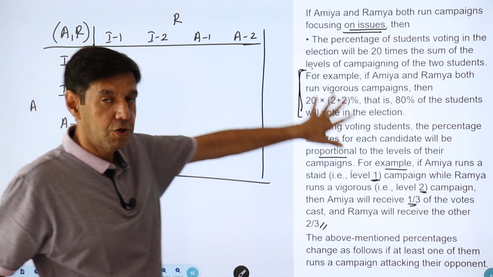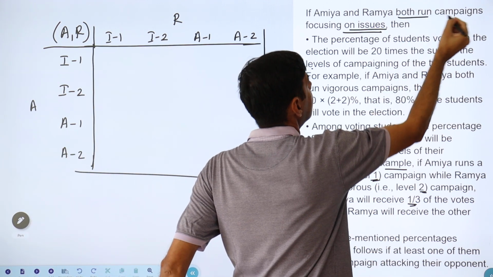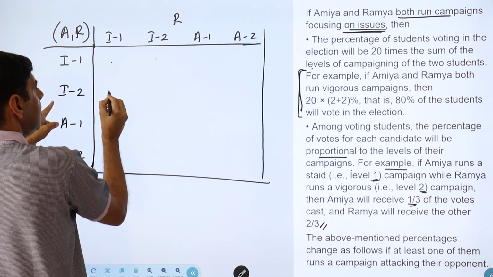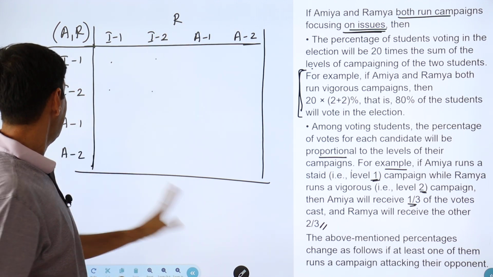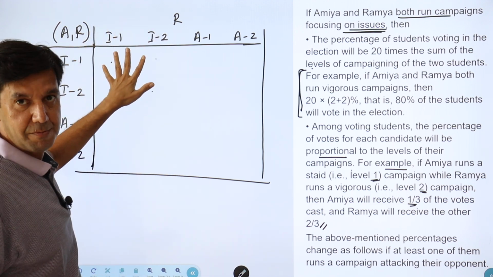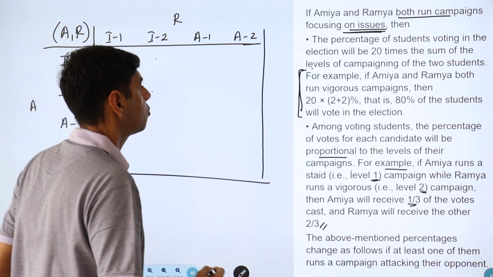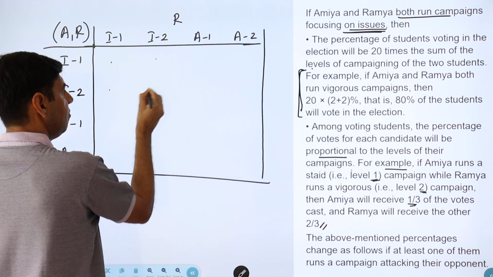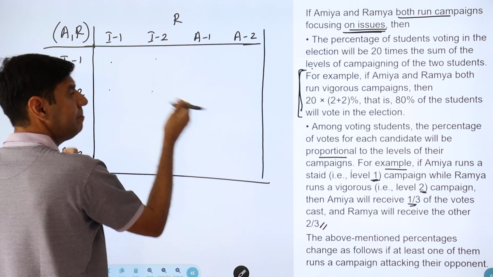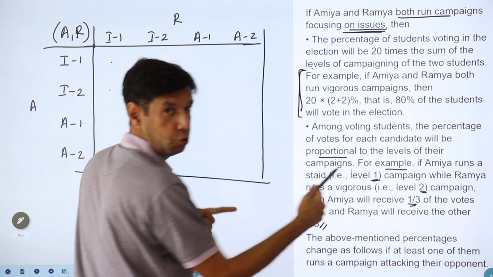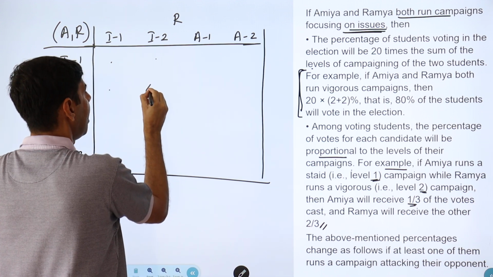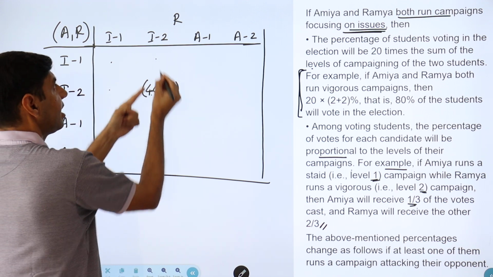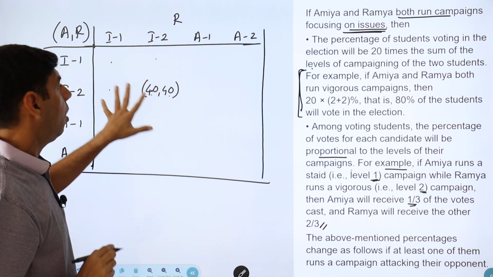So for example, if I want to capture this, this is when both run campaigns based on issue. So we are talking of issue here. Here it's attack. So just to get an idea, for example, both run vigorous. So 80% of the people will vote, and out of that 80%, since the ratio is 2 and 2, each will get half and half. So one will get 40, one will get 40. This first value is for Amiya, second value is for Ramya.